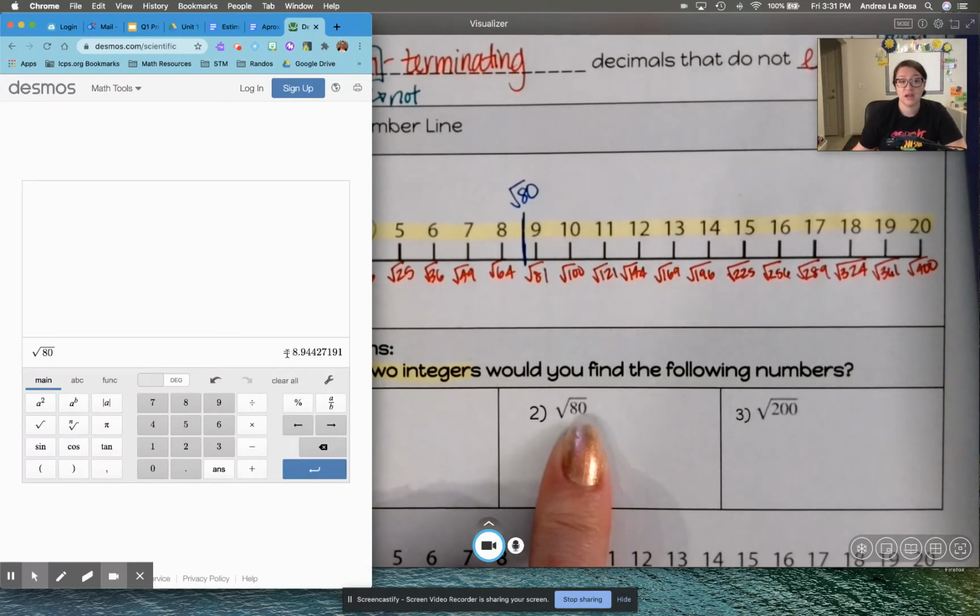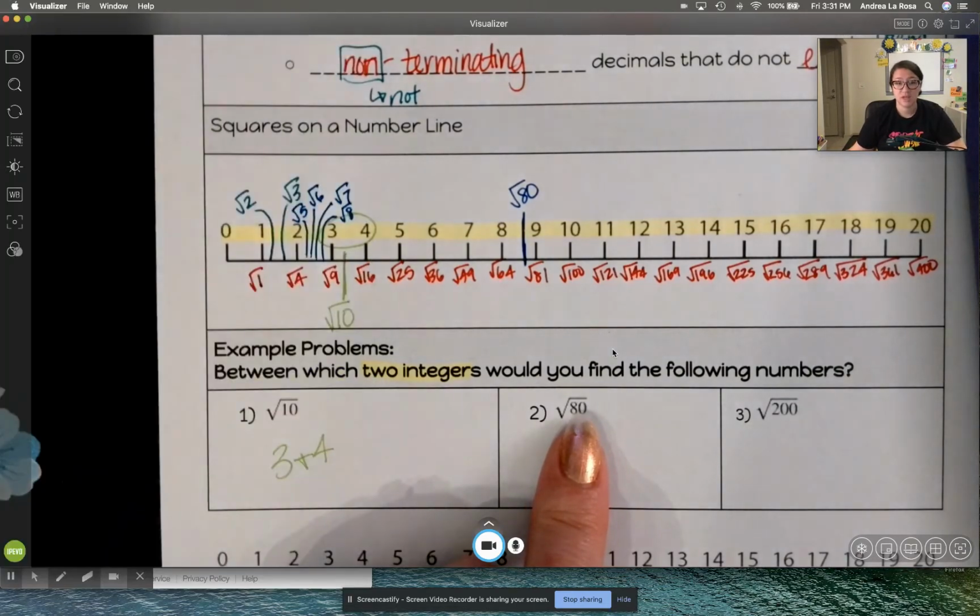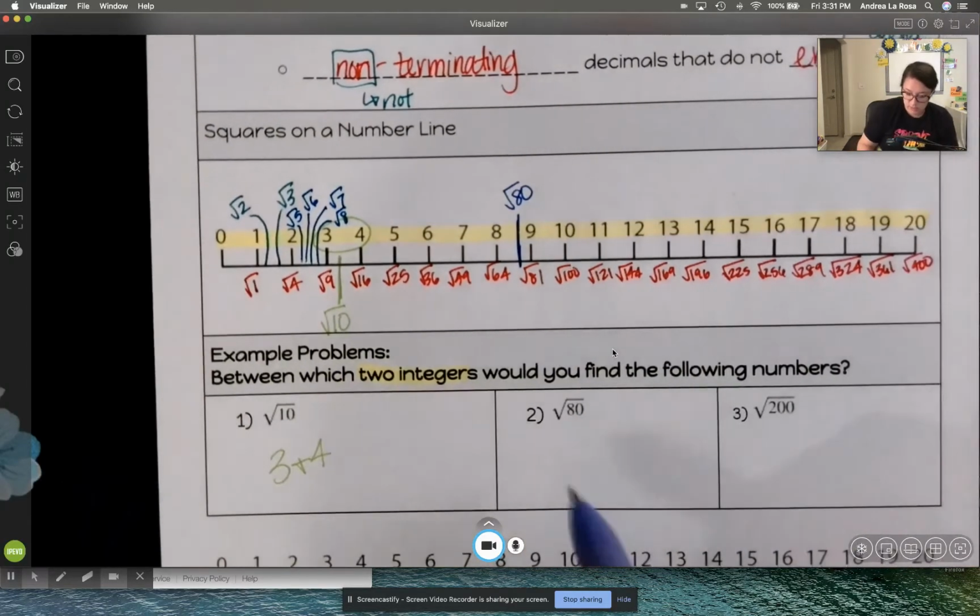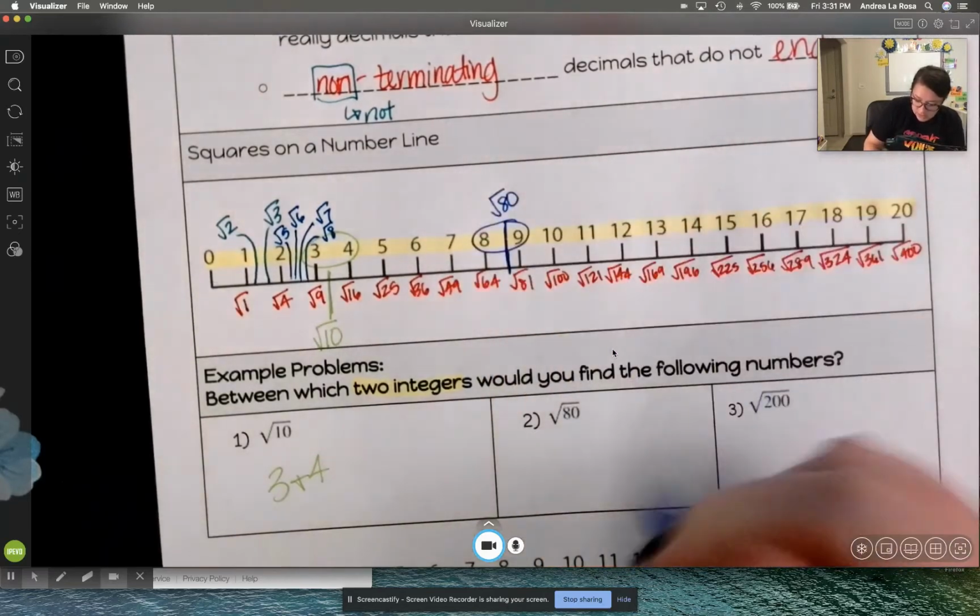But again, these imperfect squares, these imperfect square roots, do not terminate, the decimal does not end, and they do not repeat. The number that we see on our calculator for the answer is an approximation. Our calculator rounds. That's not the real number. Okay, so again, we saw 80 was between 8 and 9.